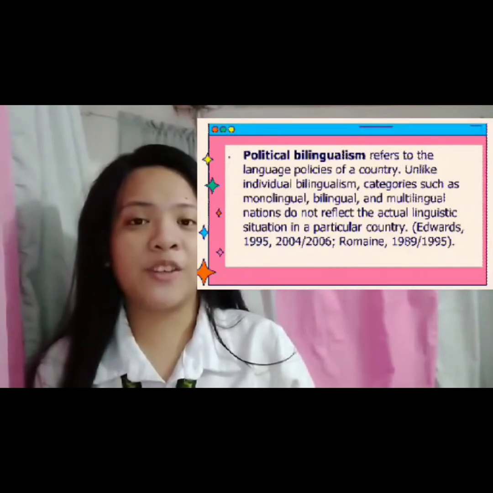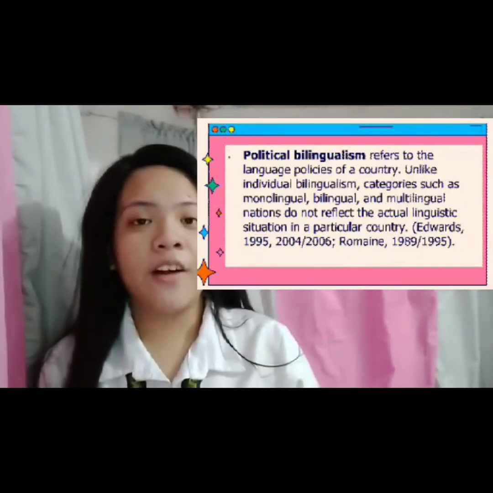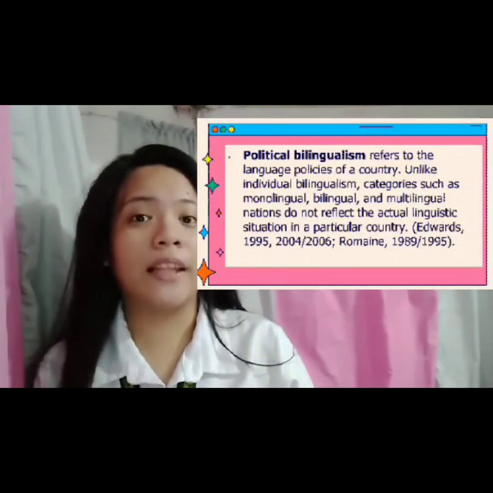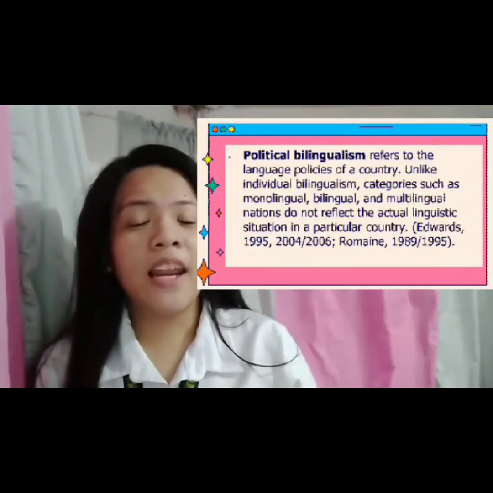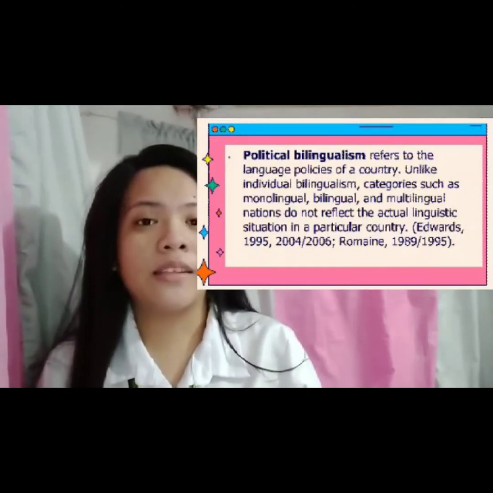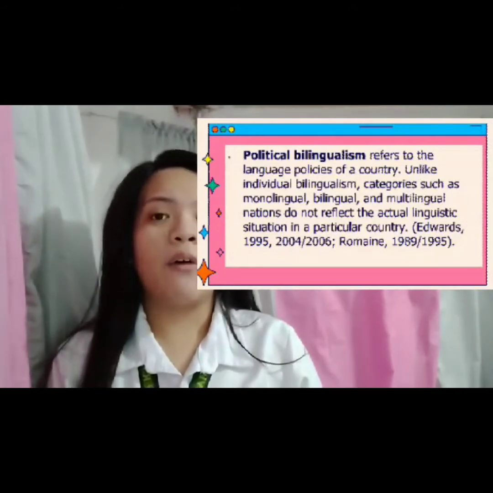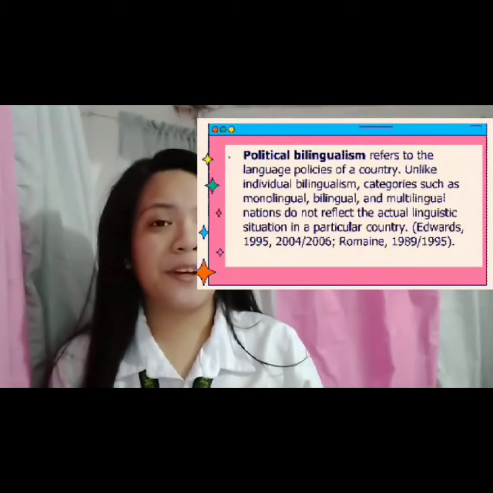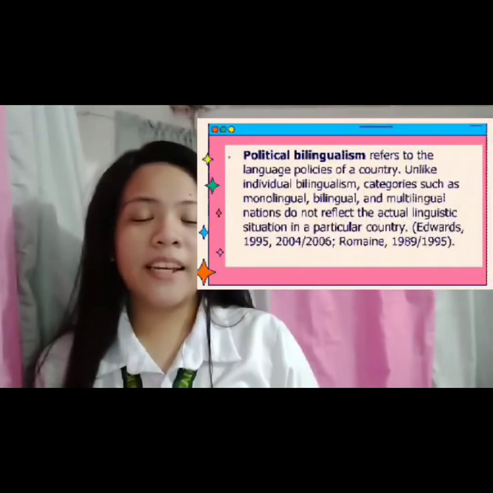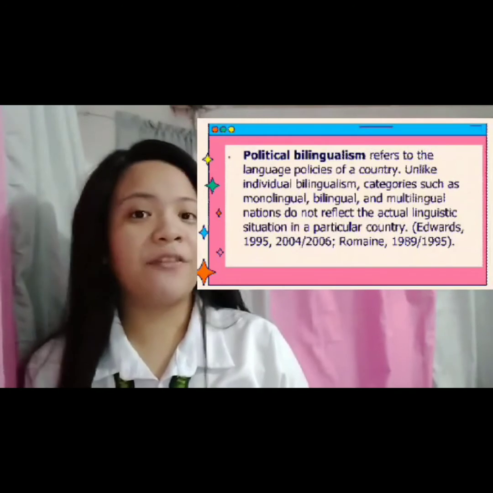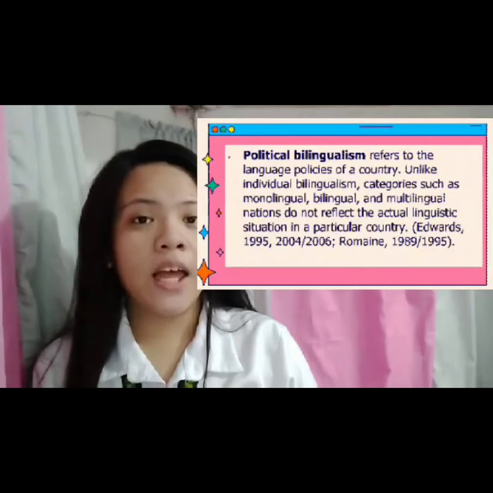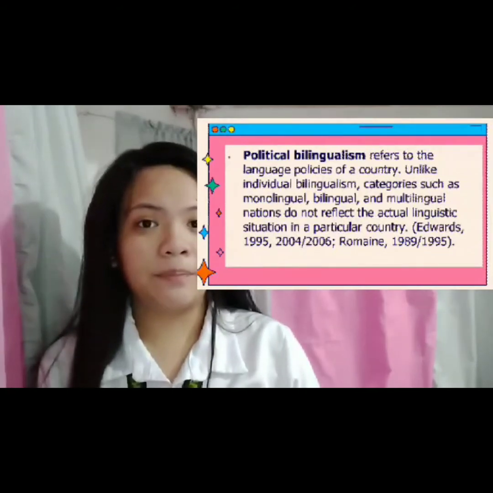Political bilingualism refers to the language policy of a country. For example, Canada. Canada is officially recognized as a bilingual country. This means that Canada promotes bilingualism as a country as well as the whole Canadian society. However, it doesn't imply that most speakers in Canada are bilingual. Multilingual countries such as Switzerland, Africa, Finland, and Canada often use one of two approaches to ensure bilingualism.